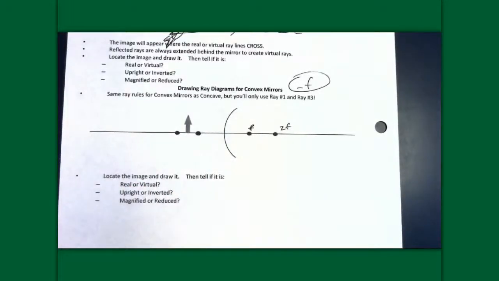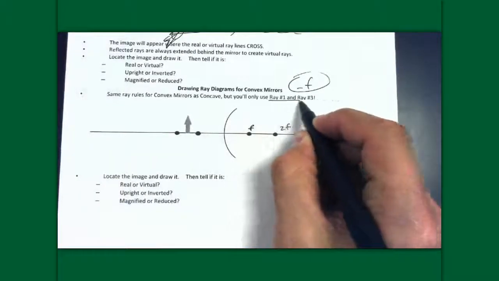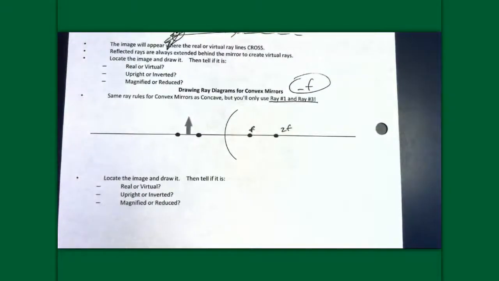Now, it helps if you have a straight edge, obviously, as I said before, and it helps to know what rays to draw. In this one, we're only going to use ray number 1 and ray number 3. Number 2 works, and I'm going to go ahead and draw it to show you that it does, but number 2 is a little bit confusing. So I recommend just doing number 1 and number 3, and it's the easiest. Now, this can get confusing, so just bear with me.